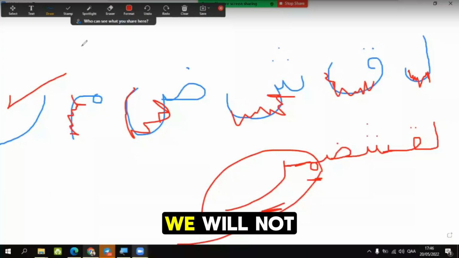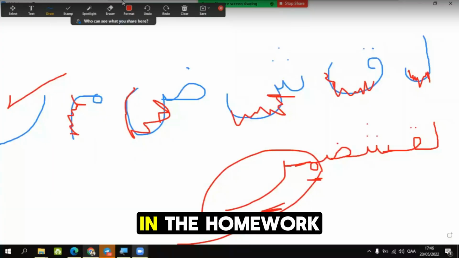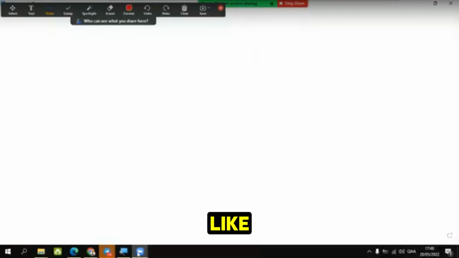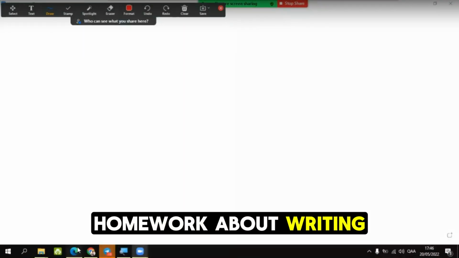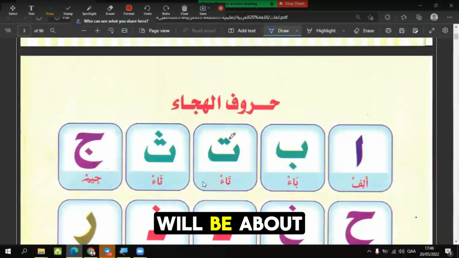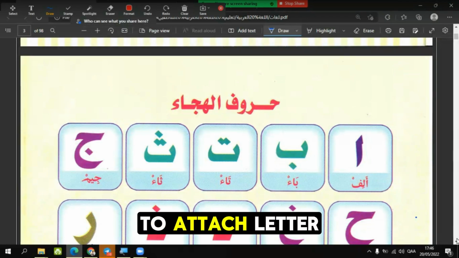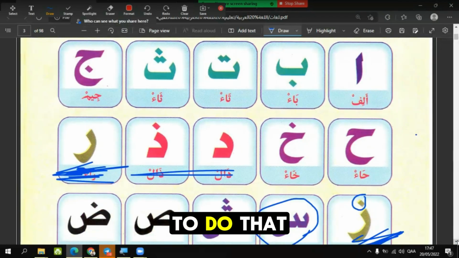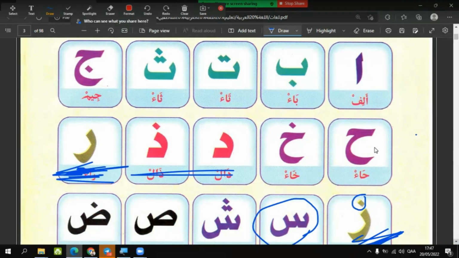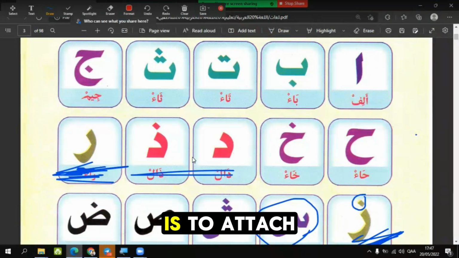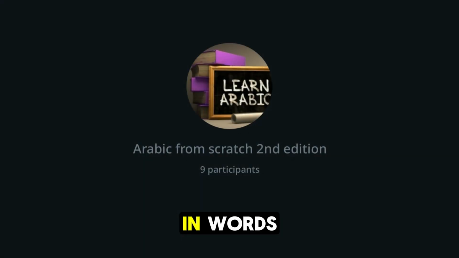As I said, we will not write the letters anymore in the homework. Today, inshallah, we will take the first homework about writing. Our homework today will be about attaching letters together. I will write for you an exercise to attach letters together, and you need to do that exercise at home. So we will make a few words. I will choose random letters from the alphabet, and your homework is to attach them together in words.